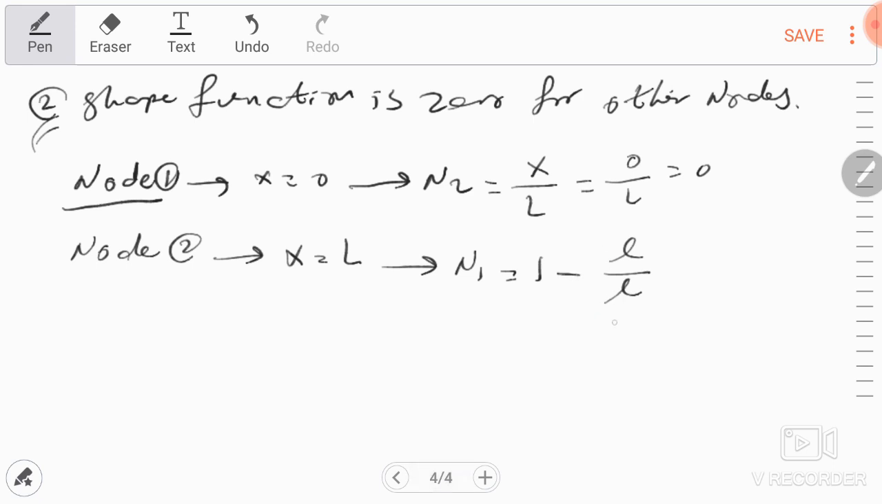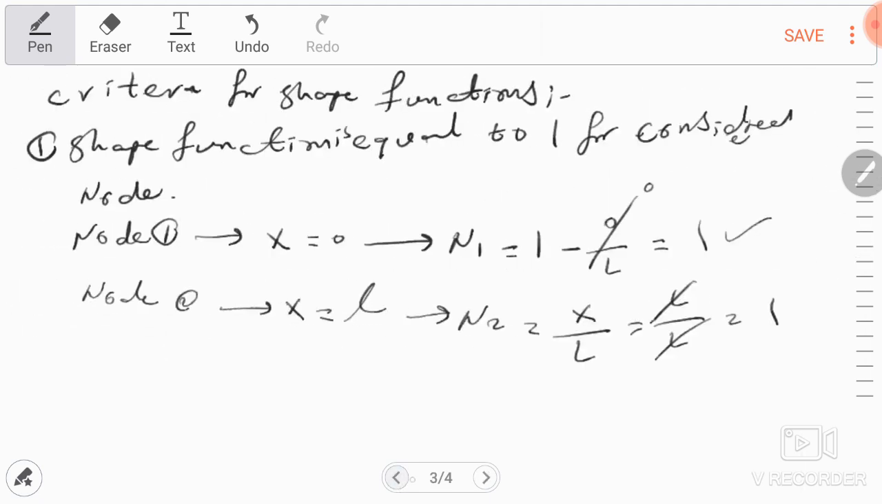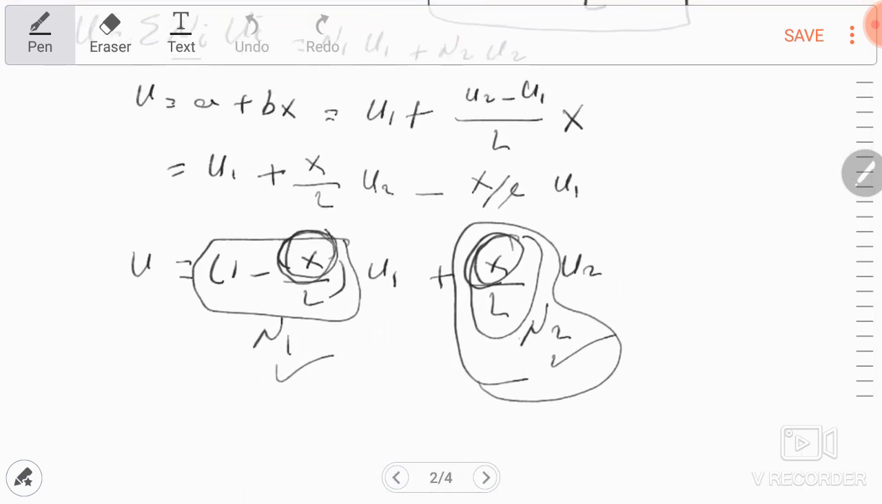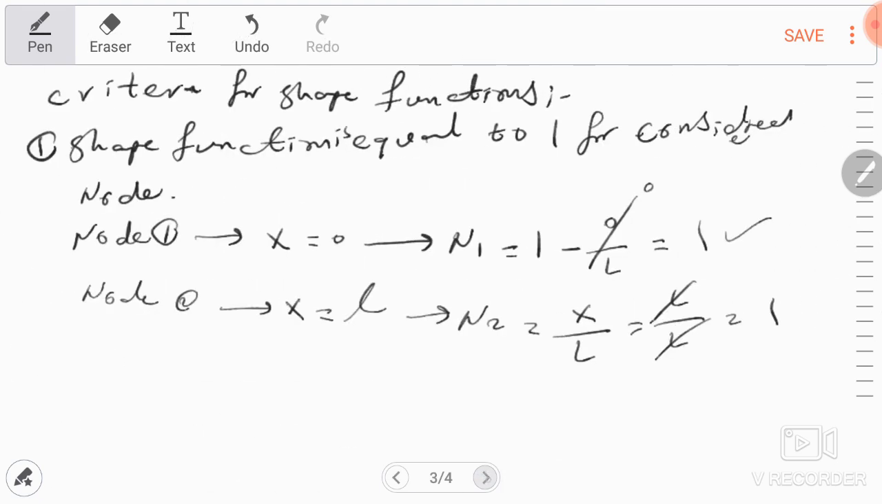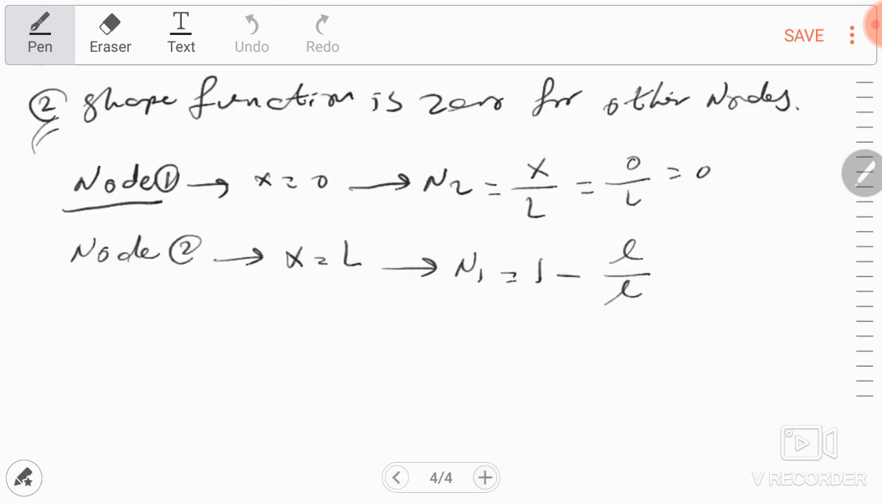You will ask me how I substitute these values. I just use this rule for N1 and N2 only. This one is equal to 0, so 1 minus 1 is 0. So criteria number 1 is okay, both of them equal 0, because the condition is that it should equal 0 for the other nodes.